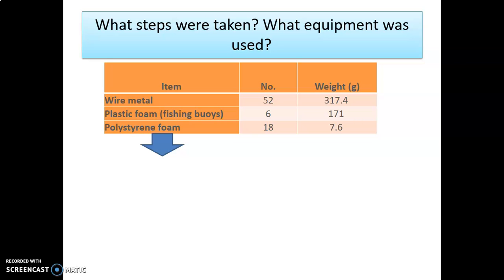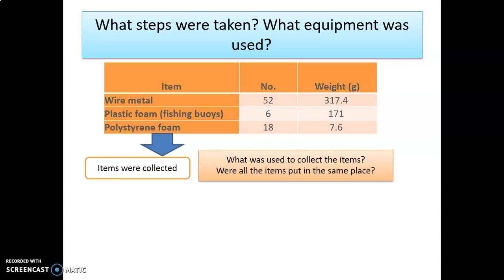Well, if you look at the data set for the sample report, you can see that it consists of 3 columns, right? And what you need to do, you need to think what steps researchers took to find out this information. So the first column is about the items. The items were collected, obviously. Yeah. Now you need to think what was used to collect the items.